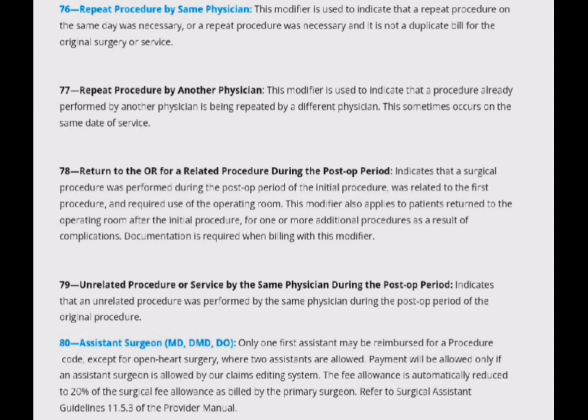80. Assistant surgeon, MD, DMD, DO. Only one first assistant may be reimbursed for a procedure code, except for open heart surgery, where two assistants are allowed. Payment will be allowed only if an assistant surgeon is allowed by our claims editing system. The fee allowance is automatically reduced to 20% of the surgical fee allowance billed by the primary surgeon. Refer to Surgical Assistant Guidelines 11.5.3 of the Provider Manual.